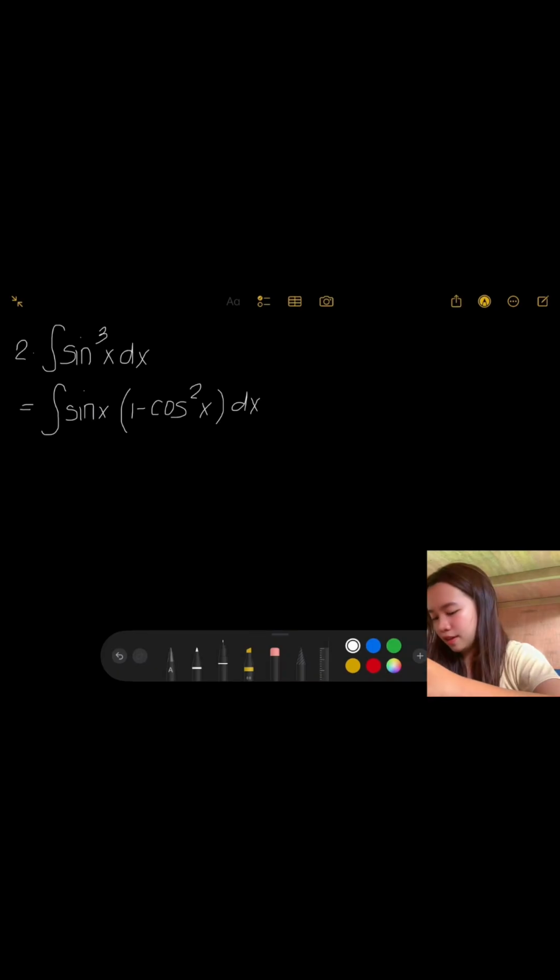So our next example is the integral of sine cubed x dx. We all know that if we have an odd exponent, we will separate it into one odd exponent and one even exponent. So this will become the integral of sine x multiplied by sine squared x. And we know that sine squared x is equal to 1 minus cosine squared x, dx. So we let u equal cosine x, du will be negative sine x. So this will become negative integral of (1 minus u squared).